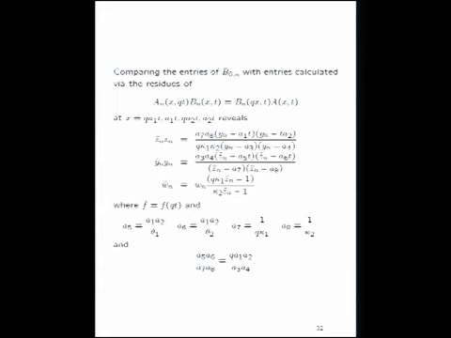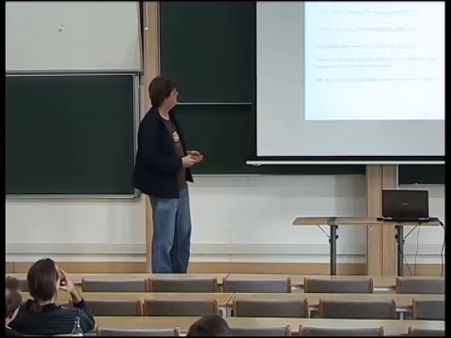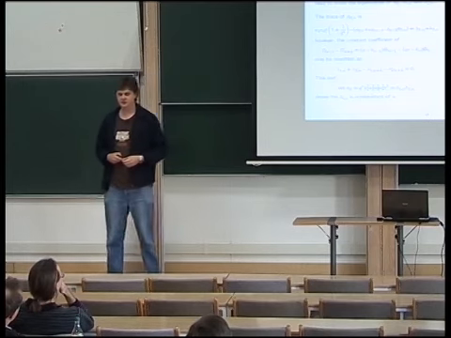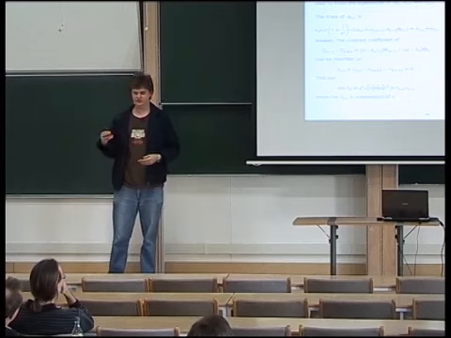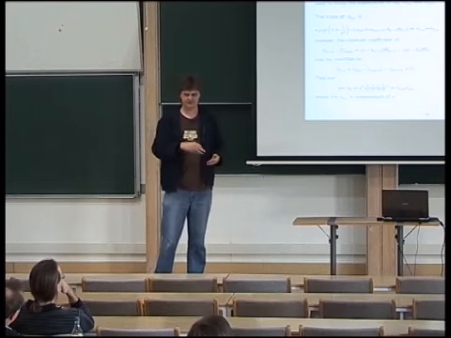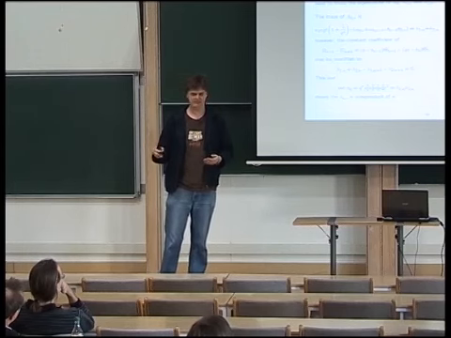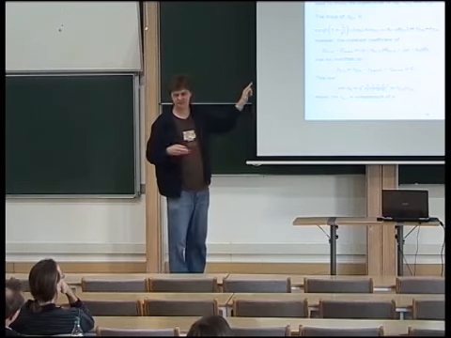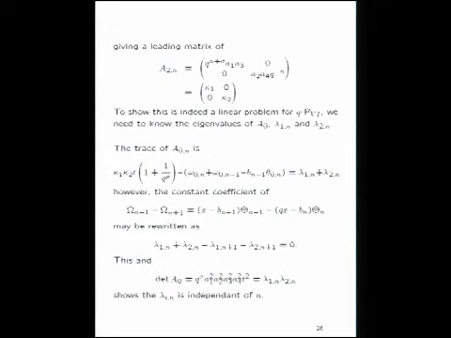Okay, so comparing entries, you notice that, first of all, the kappa 1, kappa 2 are proportional to q to the n, or q to the minus n. This is very important because when you go from n to n plus 1, it means that kappa 1 gets shifted by a q, and kappa 2 gets shifted by a 1 on q.